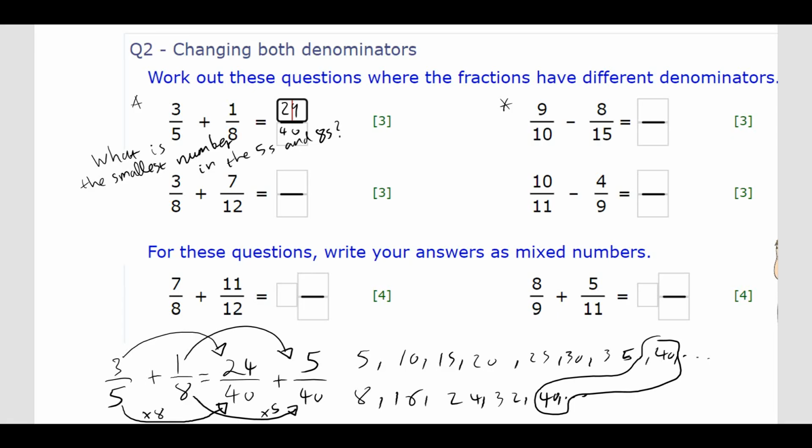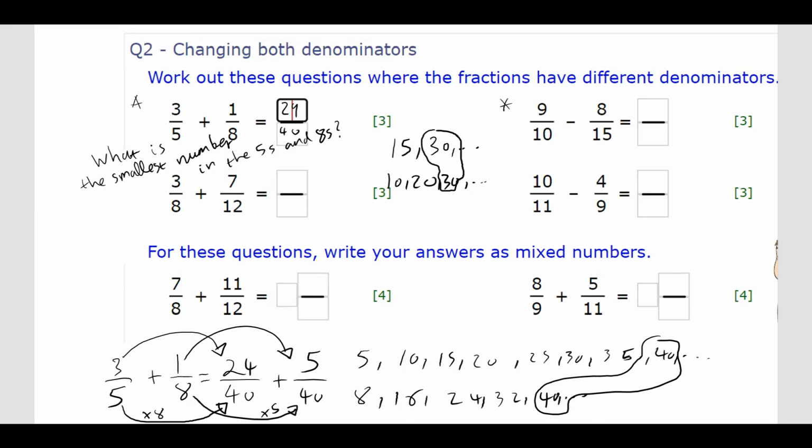Similarly, in the second question, I've got 9 tenths and 8 15ths. Well, I need to look at the smallest number, which is in the 10s and the 15s. Now, you don't know the 15 times tables, maybe. I don't know if you do. But we know that 15 plus 15 is 30, so it'll go 15 and 30. And we know the 10s will go 10, 20, 30. So even without knowing the 15s times table, we know that 30 is going to be in its times table.